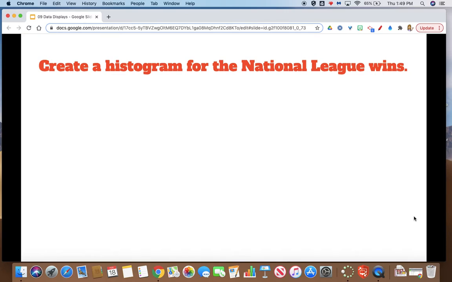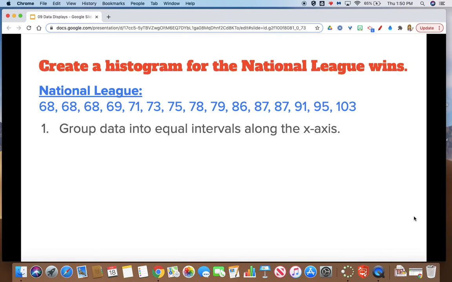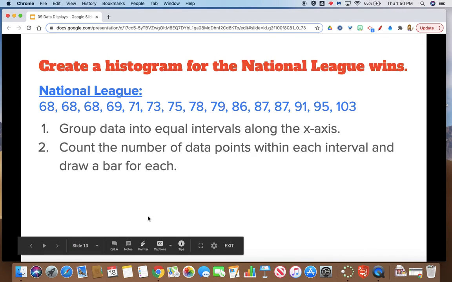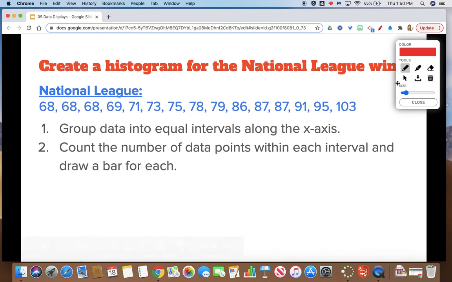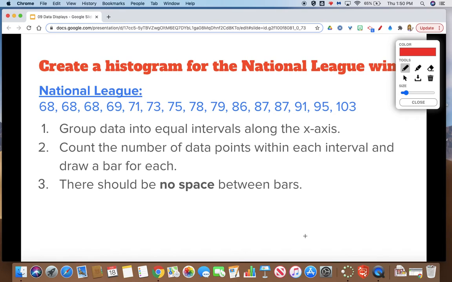Let's go ahead and create a histogram together. I'm going to try my best with the space I have below. So this is data for National League wins. And we want to group our data into intervals along an x-axis, that's the horizontal number line, and then we're going to count how many data points fall in between each interval. We do not want any space between the bars. We're going to draw an L-like shape for our graph.